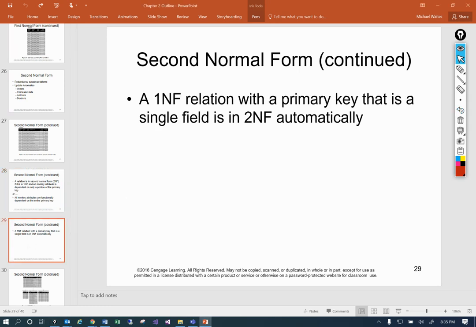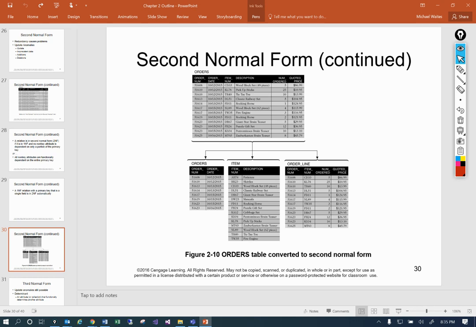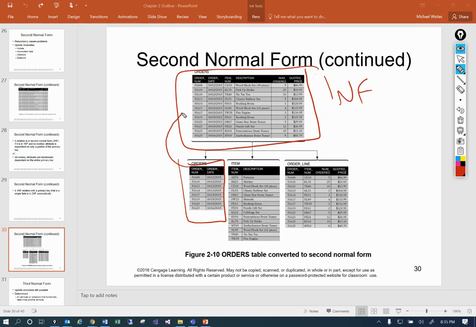So let's see if they've got an example. This is also another thing: a 1NF relationship with a primary key that is a single field is in 2NF automatically. So what they're saying is, this table, which was in 1NF, can be split out into three tables. We can have an orders table that takes these first two pieces of information. So now we have 51610, which was two lines here, and it's now just one line.